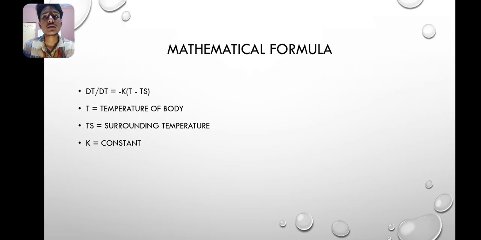Mathematical formula. The mathematical expression of this law is dT/dt = -k(T - Ts). Here T is the temperature of the object, Ts is the temperature of the surroundings, and k is a constant called the cooling constant. The negative sign indicates that temperature decreases with time.